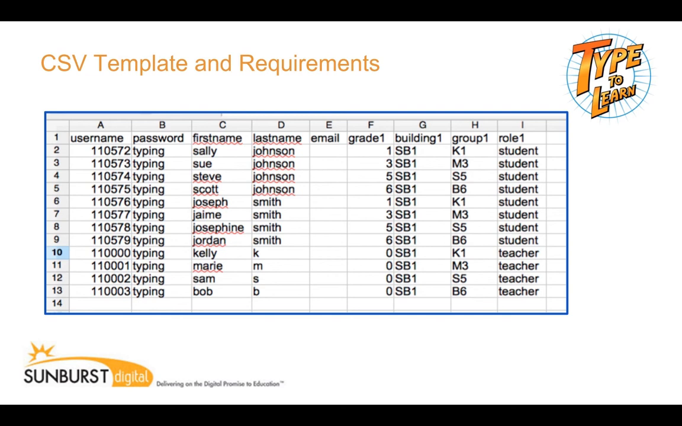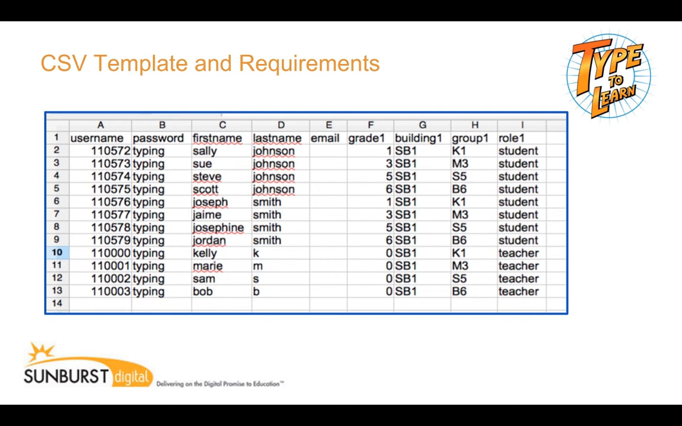Grade 1 column allows you to set the default settings for each user by putting the grade number. Building 1 column allows you to assign users to the building. Group 1 column allows you to automatically create groups. Think of groups as classes. And then the role column assigns the role each user will play within Type to Learn.